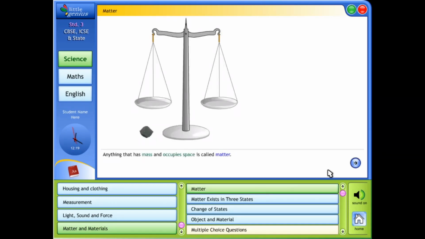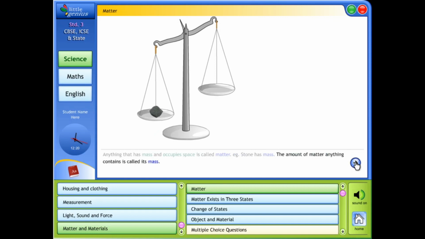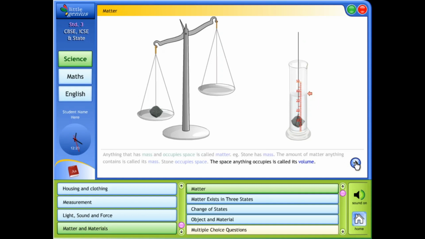Matter. Anything that has mass and occupies space is called matter. Example. Stone has mass. The amount of matter anything contains is called its mass. Stone occupies space. The space anything occupies is called its volume. So stone is an example of matter.